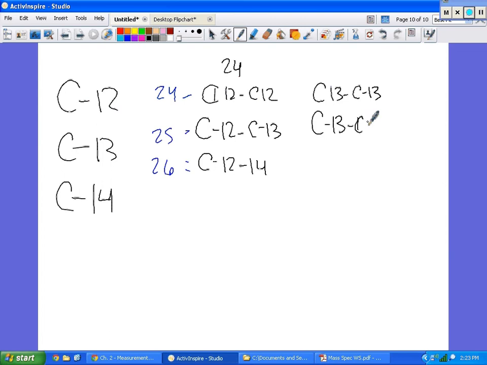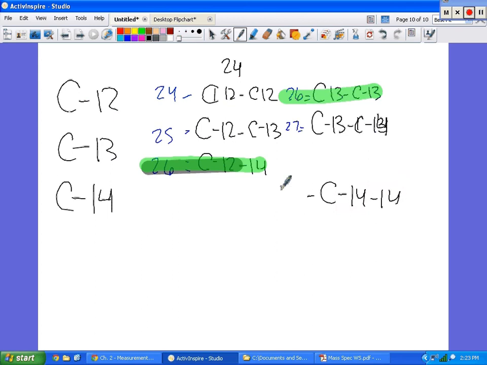26. Something weird has just happened. You've got 2 masses of 26. So will those peaks be different or will they be the same? So could you tell which one was which? Nope. And then what's the mass of 13-14? 27. Is that an okay peak to have? Yep. And then finally there's one more, 14-14. And what's its mass going to be? 28.